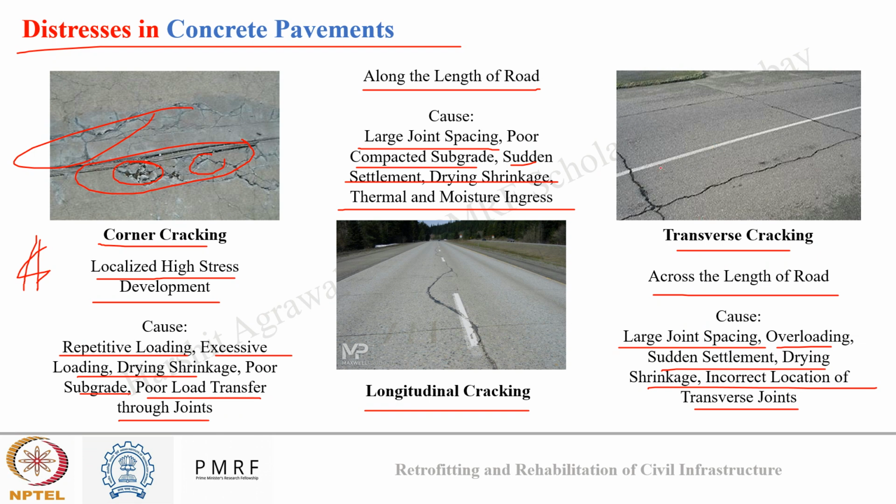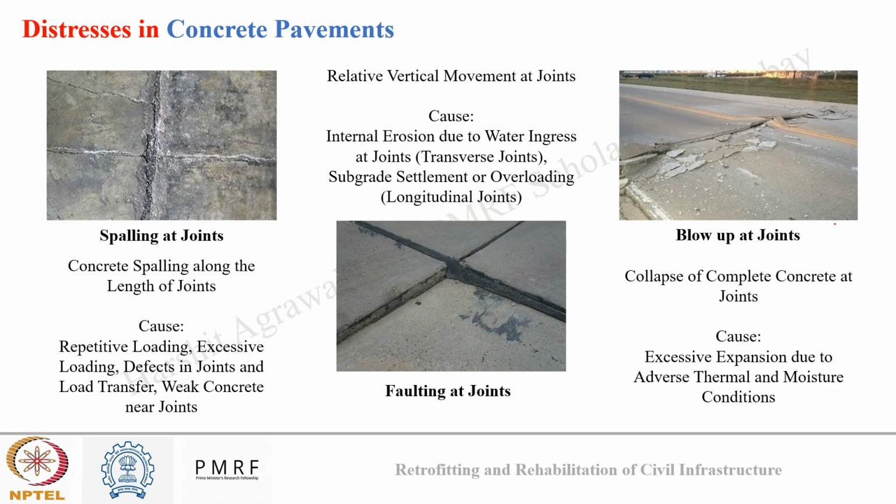So we see here for longitudinal cracking, the orientation of longitudinal joints is very important to resist this, while for transverse cracking, the orientation of transverse joints becomes very important. Spalling at joint: as with cracking at joint, we can also observe spalling of concrete near the joint, which can again occur due to repetitive loading, excessive loading, and defects in joint and load transfer.